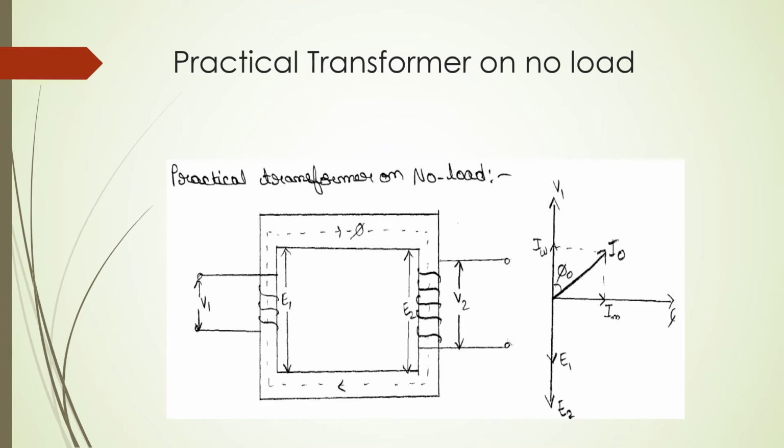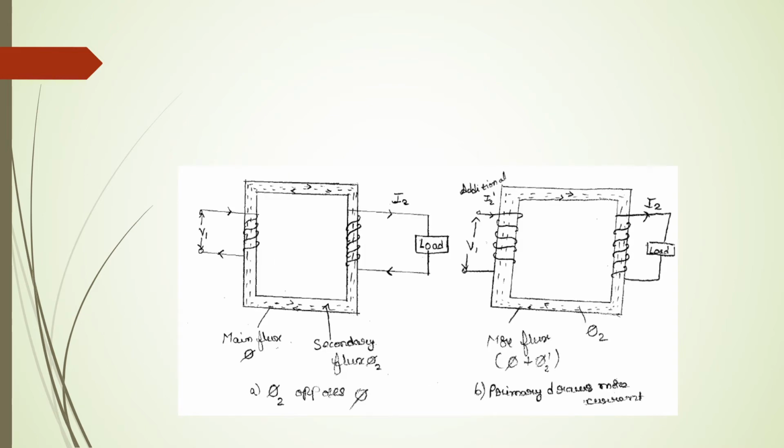Now let's discuss the next topic, the practical transformer on no load. When the transformer is connected to the supply with the secondary open circuited, we can see a current called I0, which is the sum of Im and Iw. That means that in this case there exists a secondary MMF also.